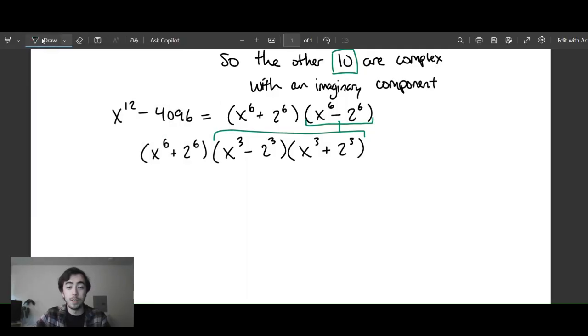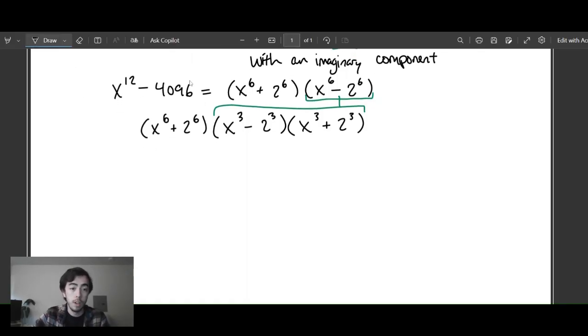Also, I know that I can factor differences and sums of cubes. So this first one I'm going to keep the same. And actually 2 to the 6th is just 64, so let's just do that. Then, how do I factor a difference of cubes? I think I'll have an x minus 2 here, and then an x squared. I always forget what the signs are supposed to be.